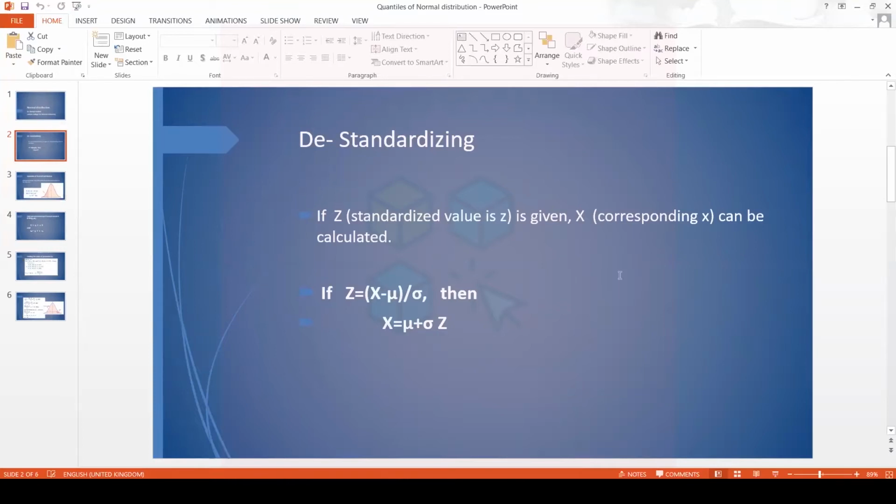normal distribution, is unknown, and the unknown value can be calculated using the expression x is equal to mu plus sigma z. As we can see from the expression, if z is the standardized variable, which is equal to x minus mu over sigma, then x can be calculated as x is equal to mu plus sigma z. In this expression, the z standardized variable value is given, and x, the normal variate, is unknown. And mu and sigma are the parameters of the normal distribution, which are also given.